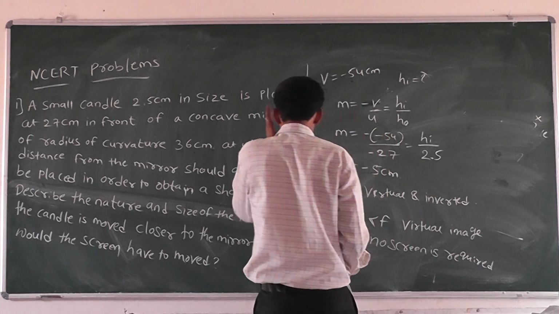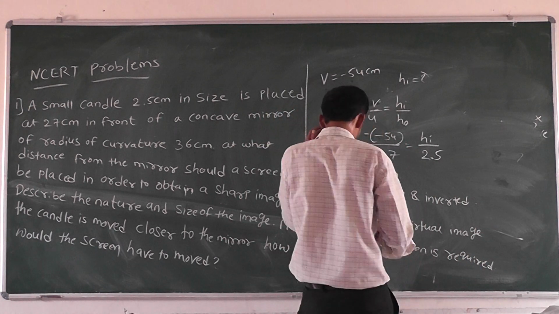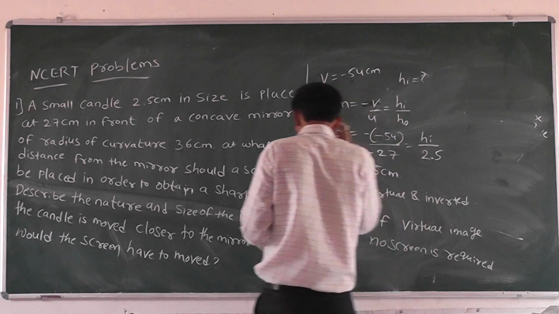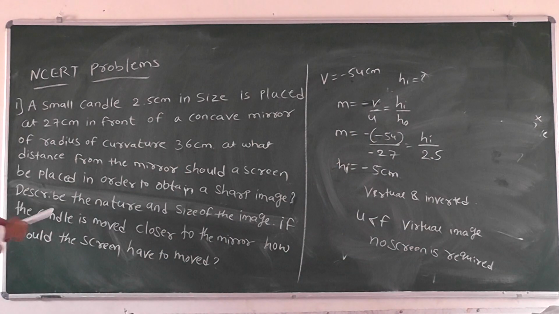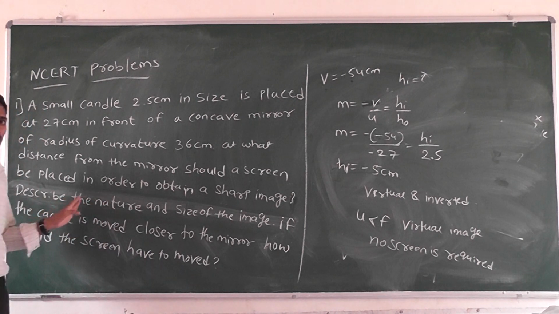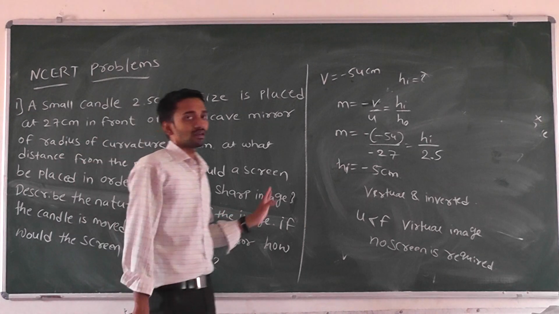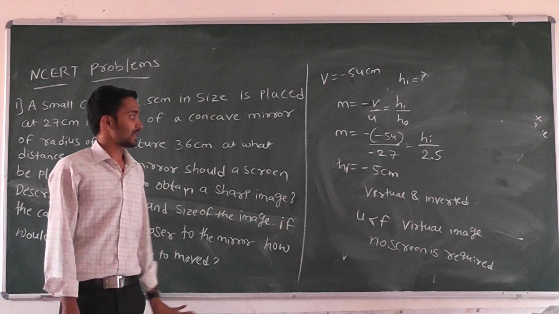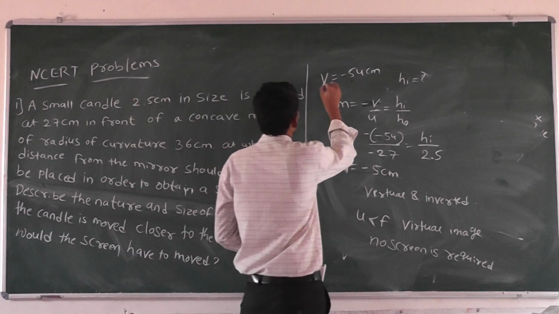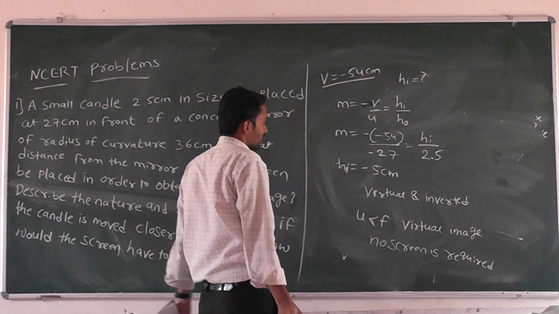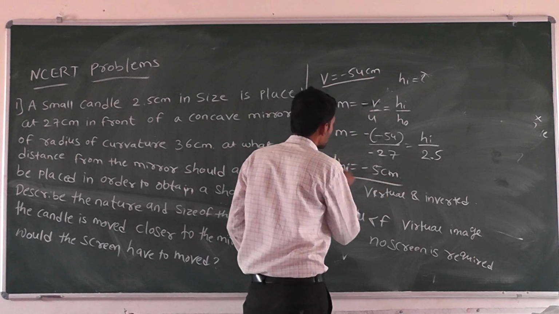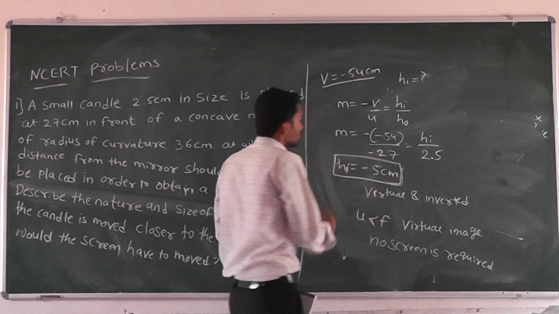So what happens? When the object distance decreases, the image distance increases. If the candle is moved closer to the mirror, the screen has to move away from the mirror. The reason is that when the object distance decreases, the image distance must increase. So what values are we getting here? v is equal to minus 54 centimeter, and the height of the image is 5 centimeter.